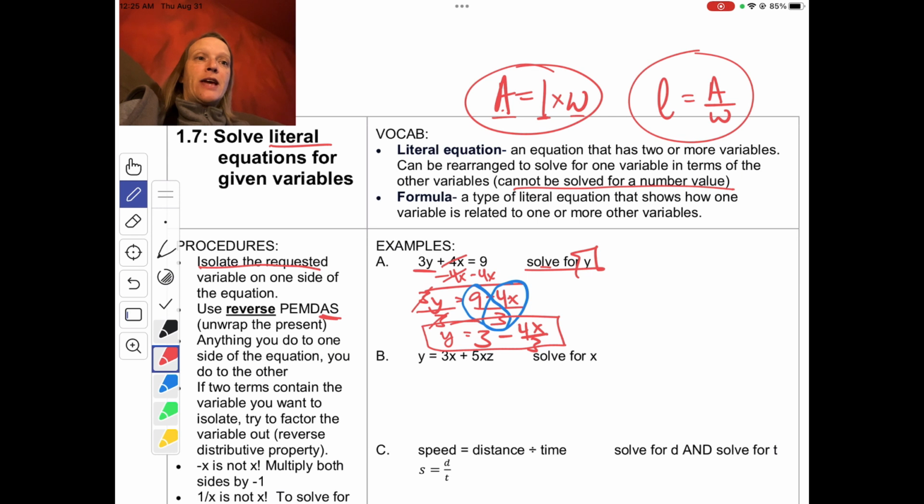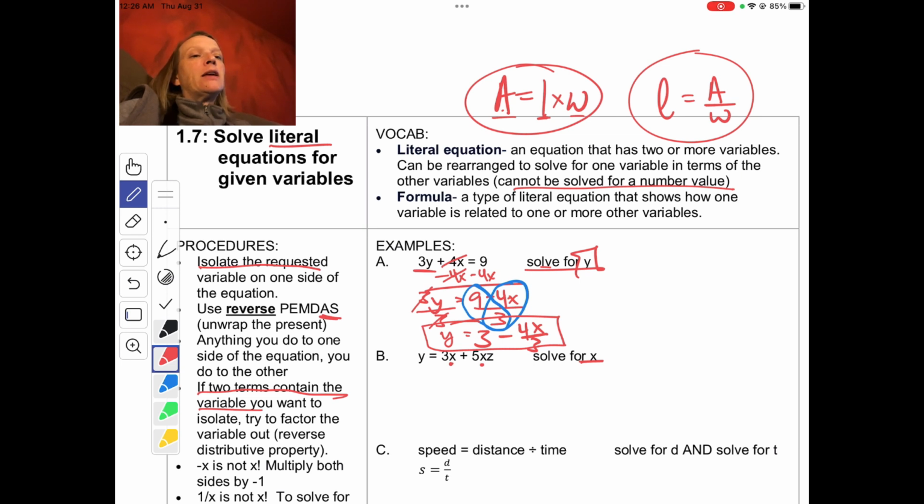Let's look at another example. Here, I want to solve for x. Right now, it's being solved for y. I don't want it solved for y. I want to solve it for x. I want to get x all by itself on one side of the equation. But if you notice, x appears twice in this equation. When that happens, when you have two terms that contain the variable you want to isolate, try to factor the variable out. Try to turn it, instead of this addition subtraction problem, into a multiplication problem.